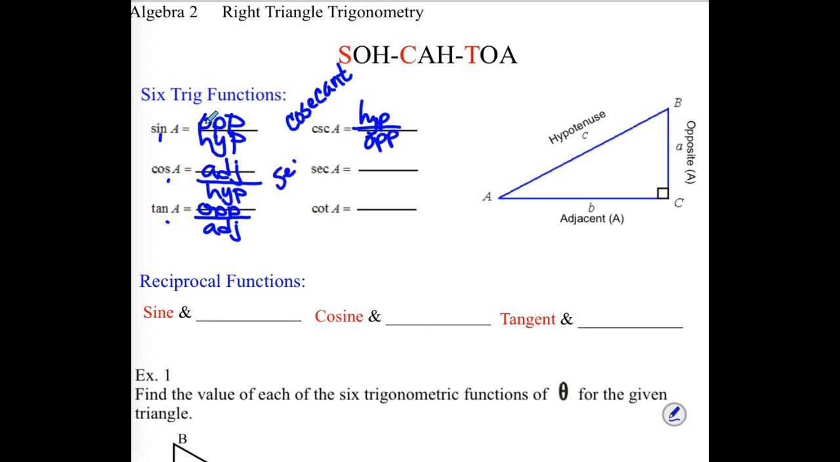SEC stands for secant. Secant is the reciprocal of cosine. So secant will be hypotenuse over adjacent. What do you think the last one is? Cotangent, yep. Cotangent is the reciprocal of tangent, so adjacent over opposite.